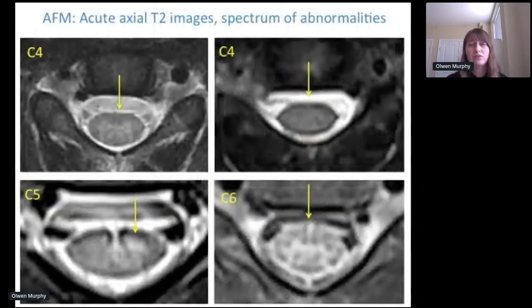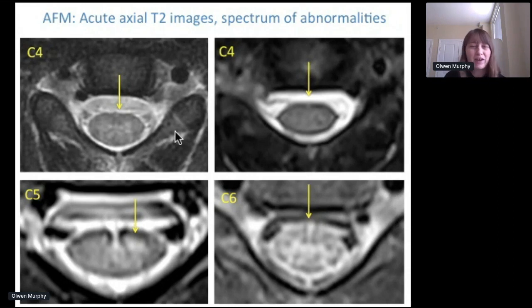Now, these are some more axial images which show that the classic butterfly pattern we've talked about is not always apparent in patients with AFM. It's because we see a spectrum of imaging abnormalities in the disease. The top row of images here were from 2 separate patients. Both of these studies were reported in the clinical setting as being normal in patients with acute limb weakness.